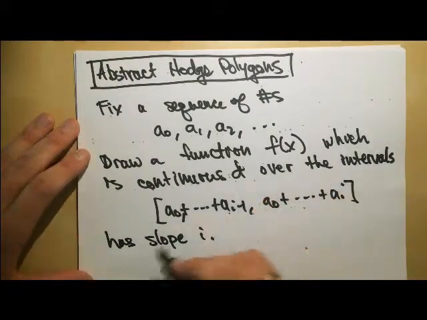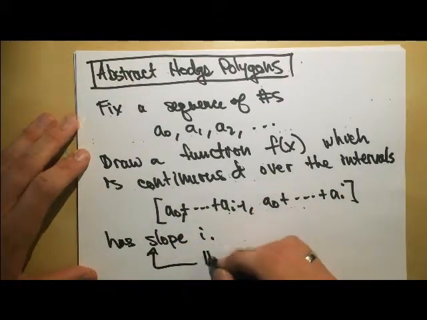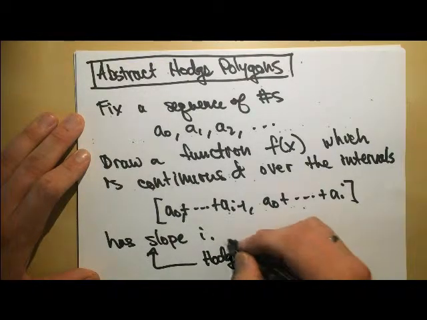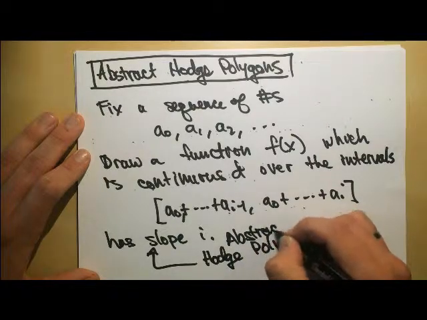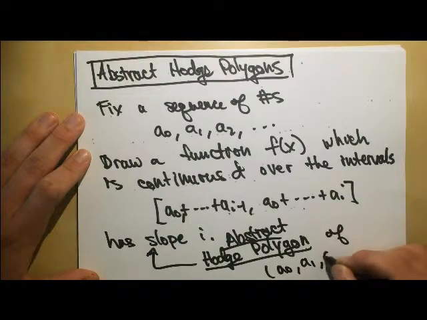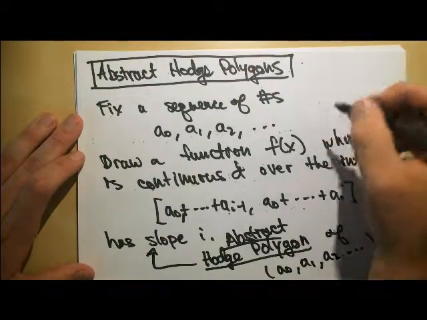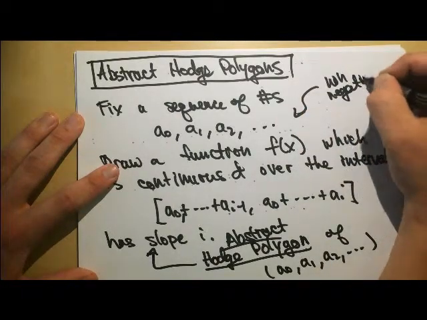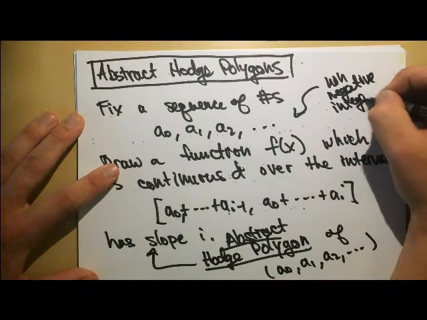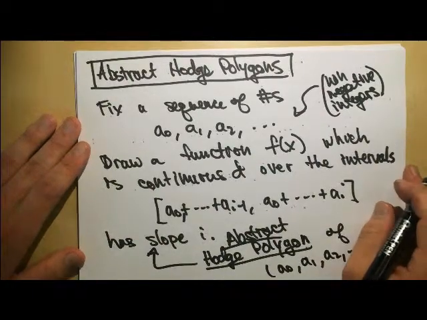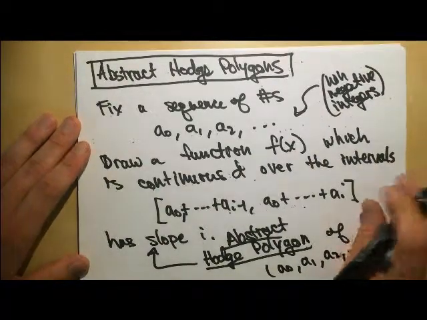So this will be the Hodge polygon. This thing is the Hodge polygon, or the abstract Hodge polygon, of the sequence a0, a1, a2, etc. And so these are non-negative integers. Okay, so let me give an example.